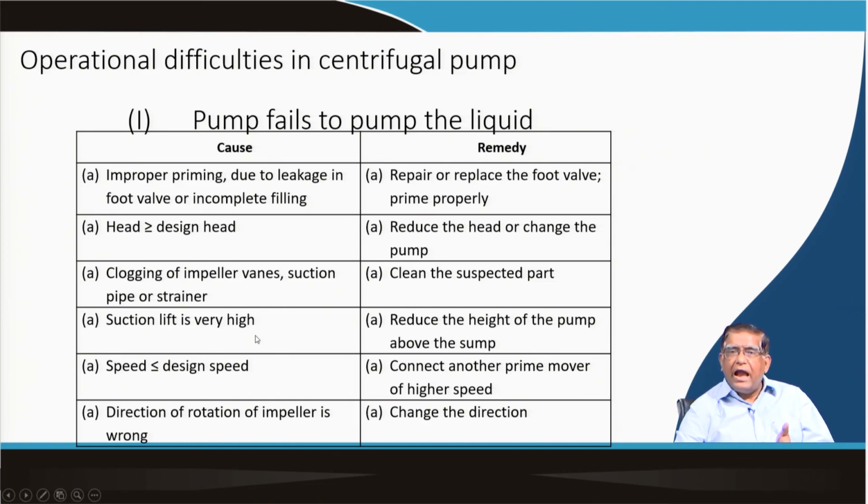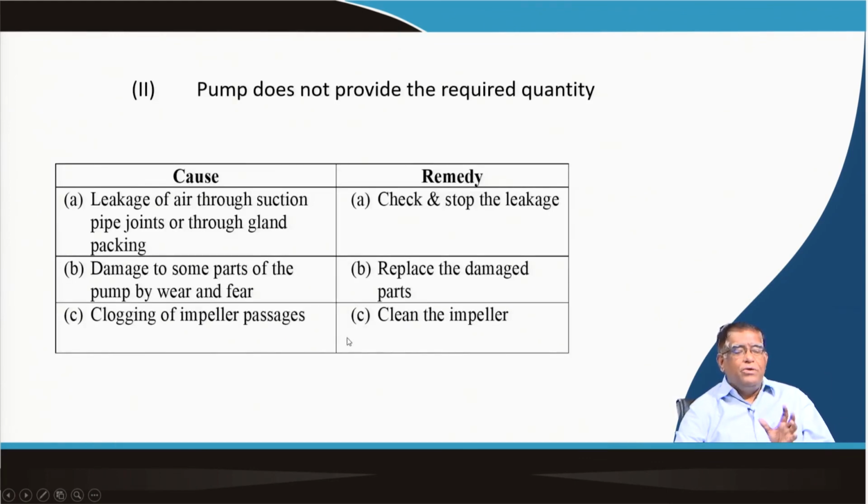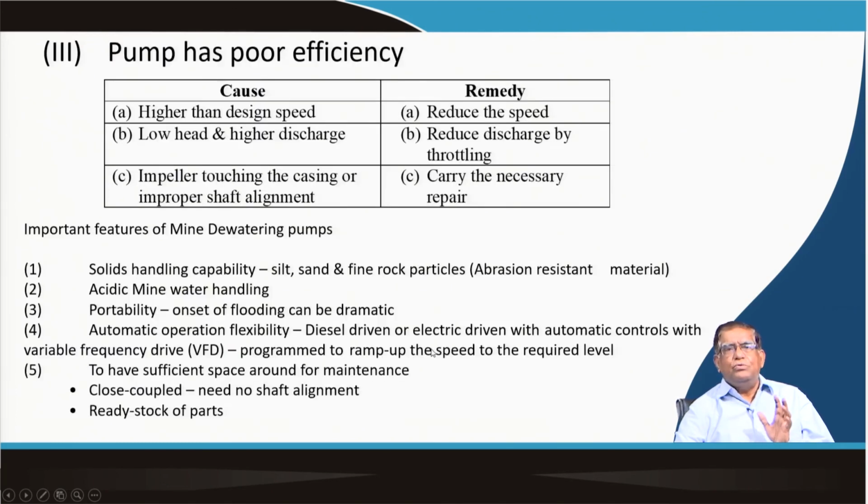If the suction lift is very high, then also it will not give suction, that is, you cannot suck it there. If the speed is less than the design speed, then also it will not work. If the direction of rotation of the impeller is wrong, then it will not work. Such problems may be there, or the pump may not provide the required quantity. In that case, leakage may be there in the casing, or damage to some parts of the pump, so you will have to do investigations. Clogging of the impeller passes also needs cleaning.